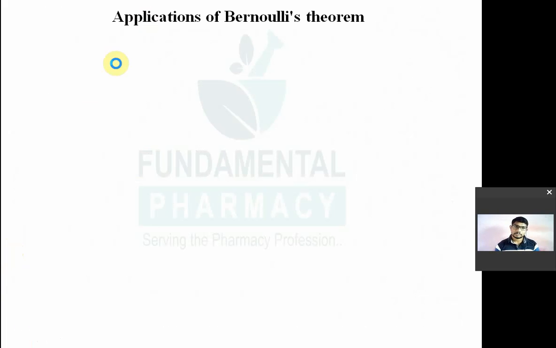So first one is the application of Bernoulli's theorem. अभी Bernoulli's theorem देखा है आपने. क्या है कि Bernoulli's theorem बोलता है कि for a steady state flow of a fluid, ideal flow of fluid, the energy per unit mass will remain constant at any point. That is the Bernoulli's theorem. Now applications of Bernoulli's theorem.